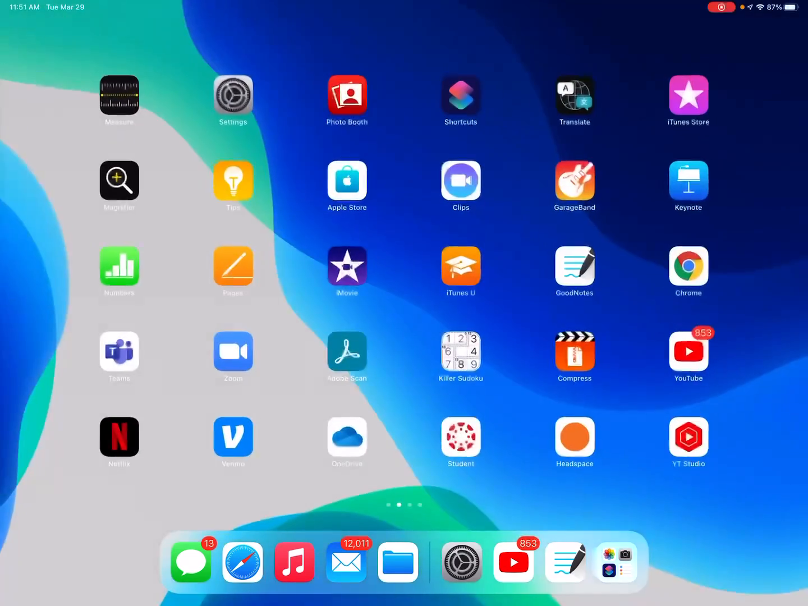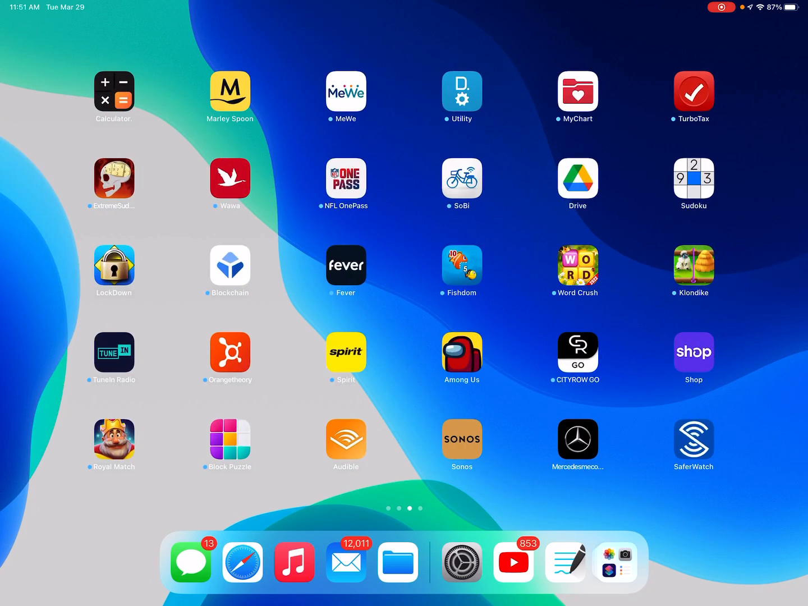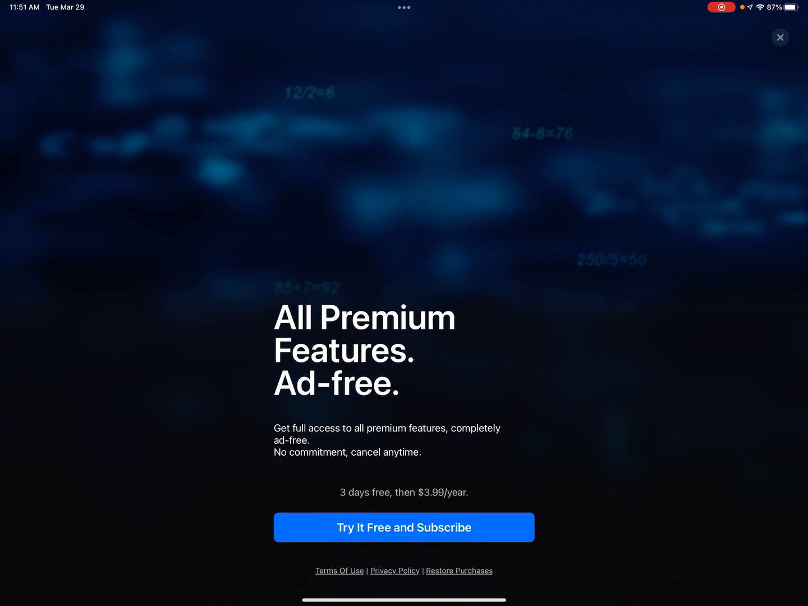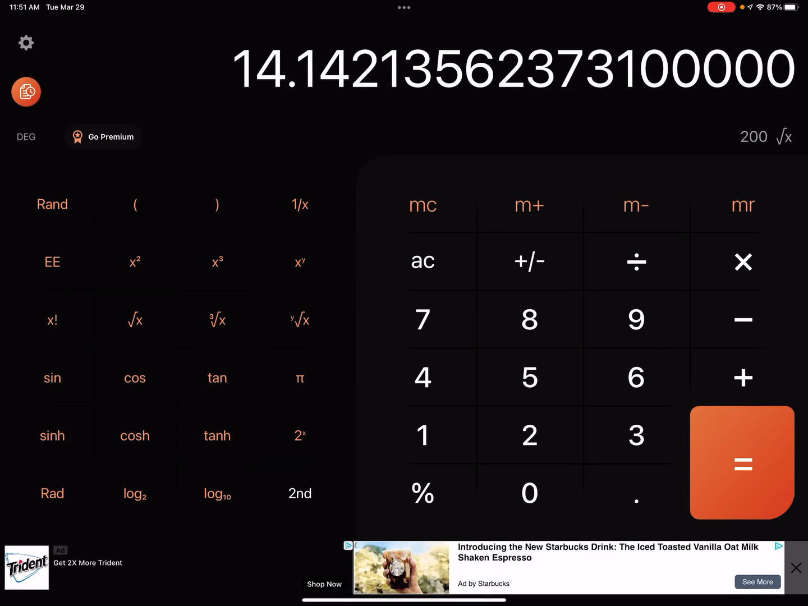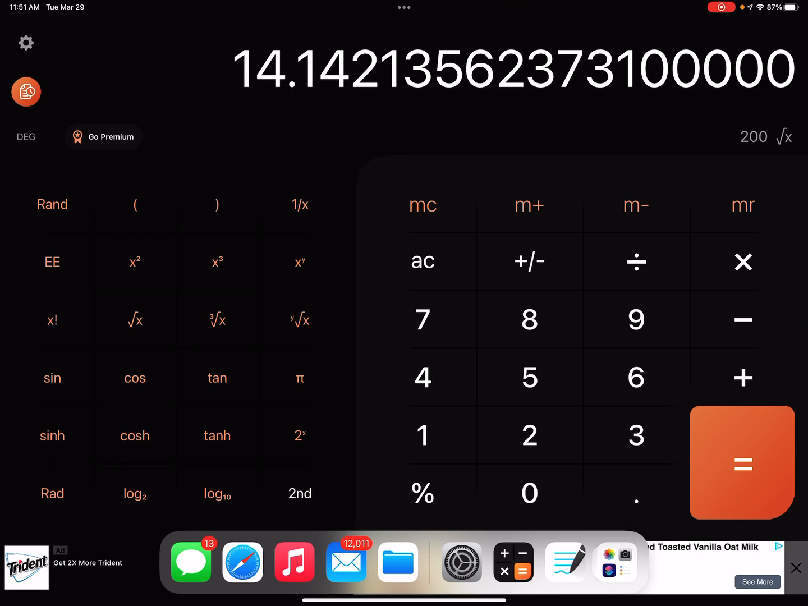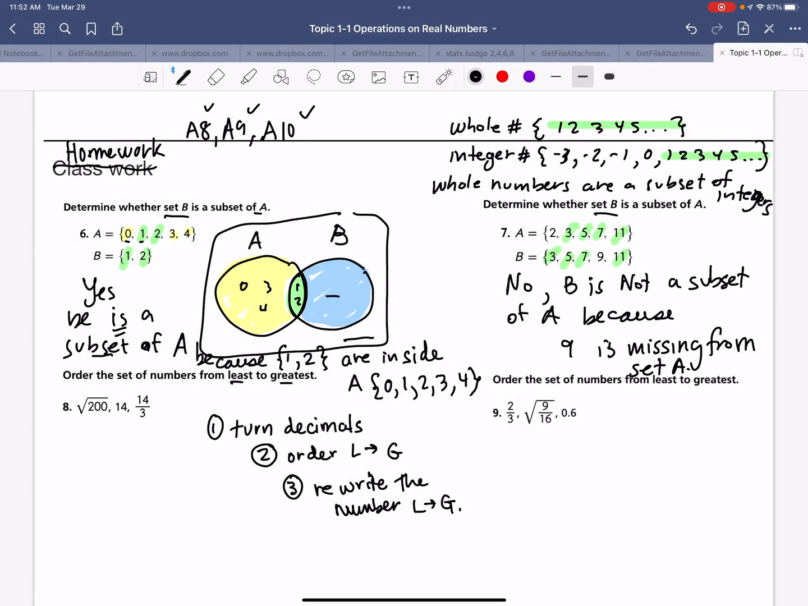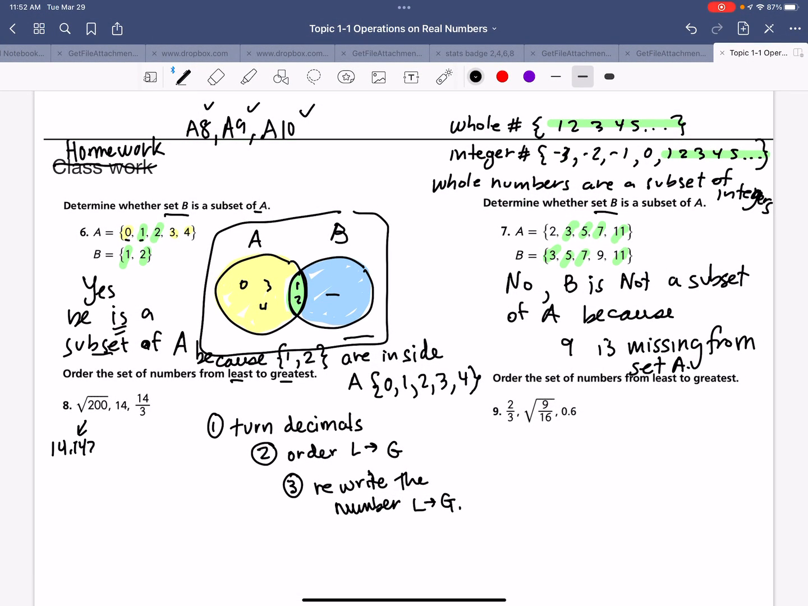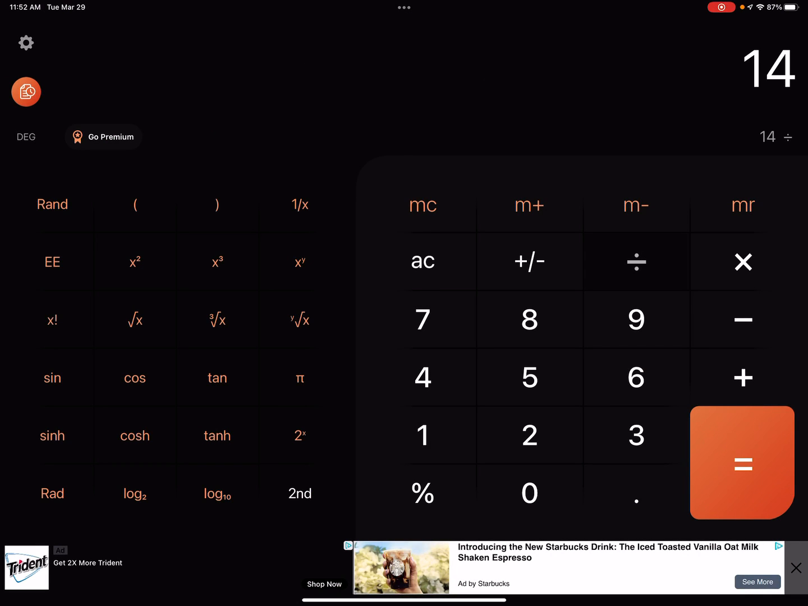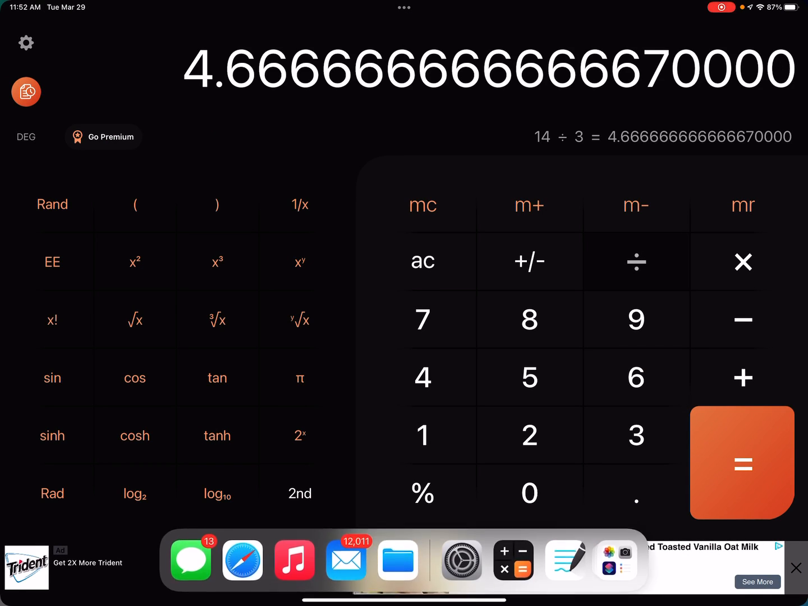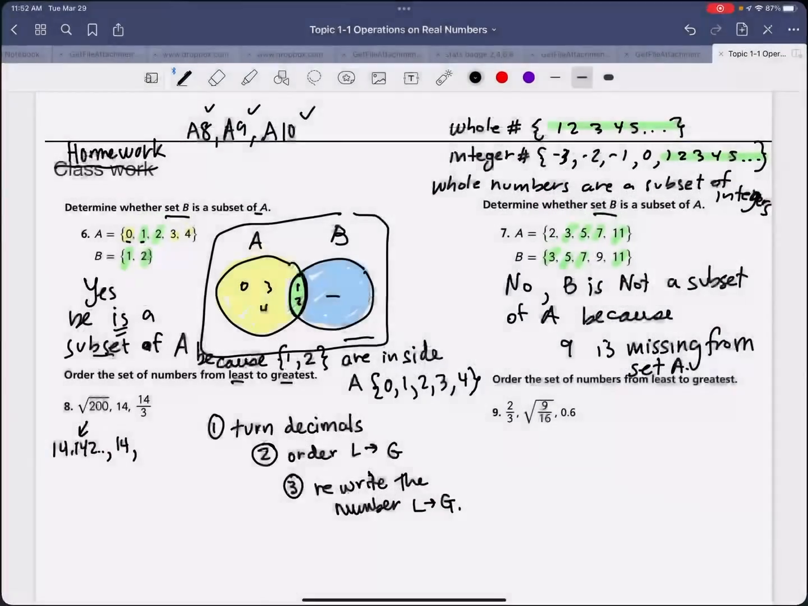If I get a calculator, square root of 200. Hit the square root sign, 14.142. Notice that's an irrational number. It doesn't have a pattern, 14.142, and it keeps going, right? This is the number 14, and 14 thirds is 14 divided by 3, and that does have a pattern. 4.66666666.